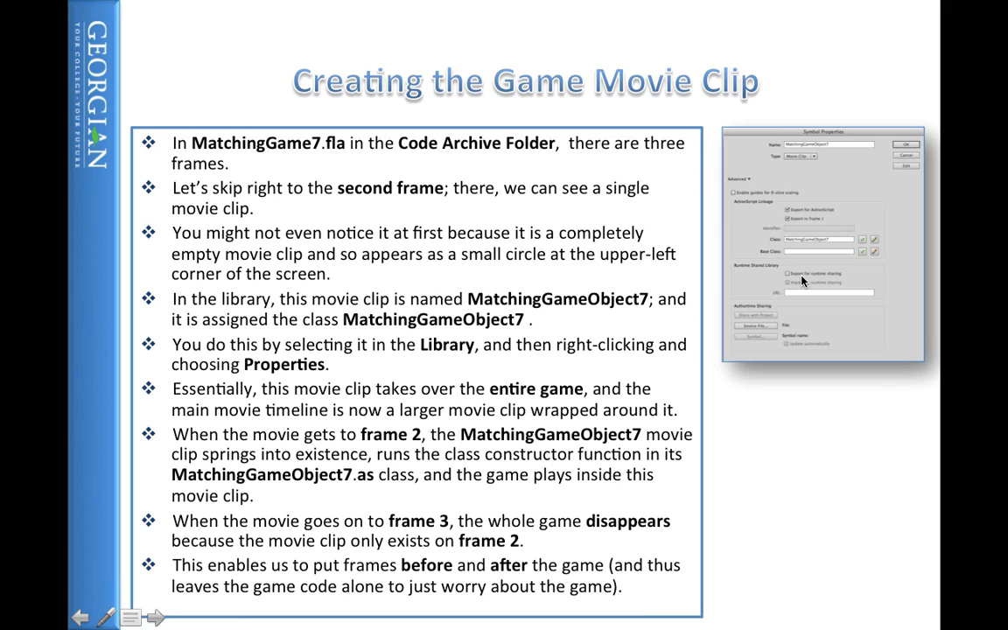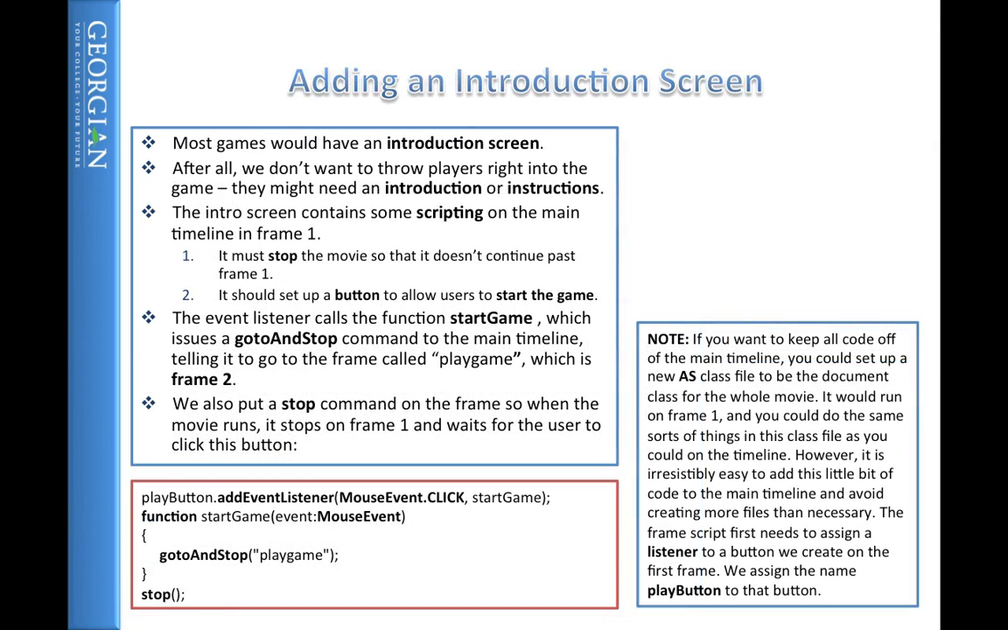So again, we're going to create a new symbol. We skip to the second frame. We see a single movie clip, and again, it's a completely empty frame. The way we've done it is we create an empty movie clip inside of our stage, and what we want to do is stop the movie as soon as we create the first frame. The first frame is going to be our intro screen. Well, if you notice, this is where it makes sense.